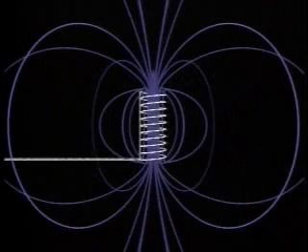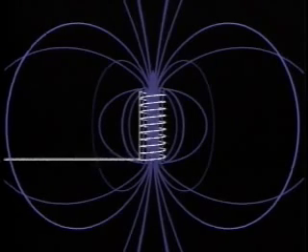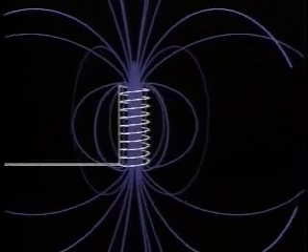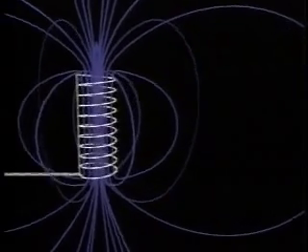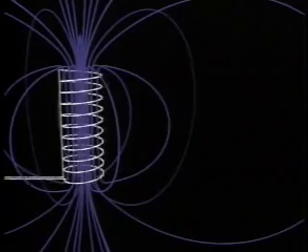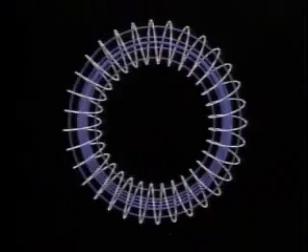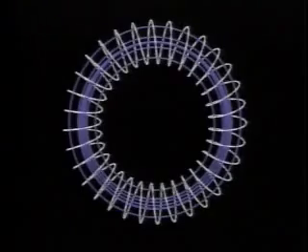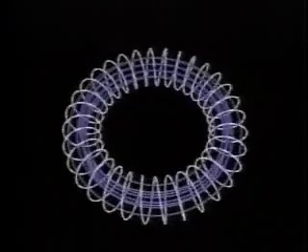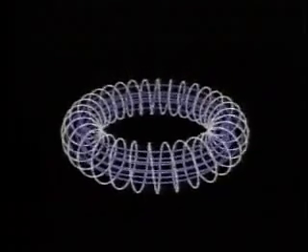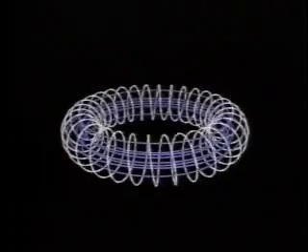A helical winding, or solenoid, is like a stack of current loops. It creates a field much like that of a bar magnet. If the solenoid is bent around into a circle, the donut it forms is called a toroid. The magnetic field of a toroid is contained completely inside the windings. There are no field lines outside.